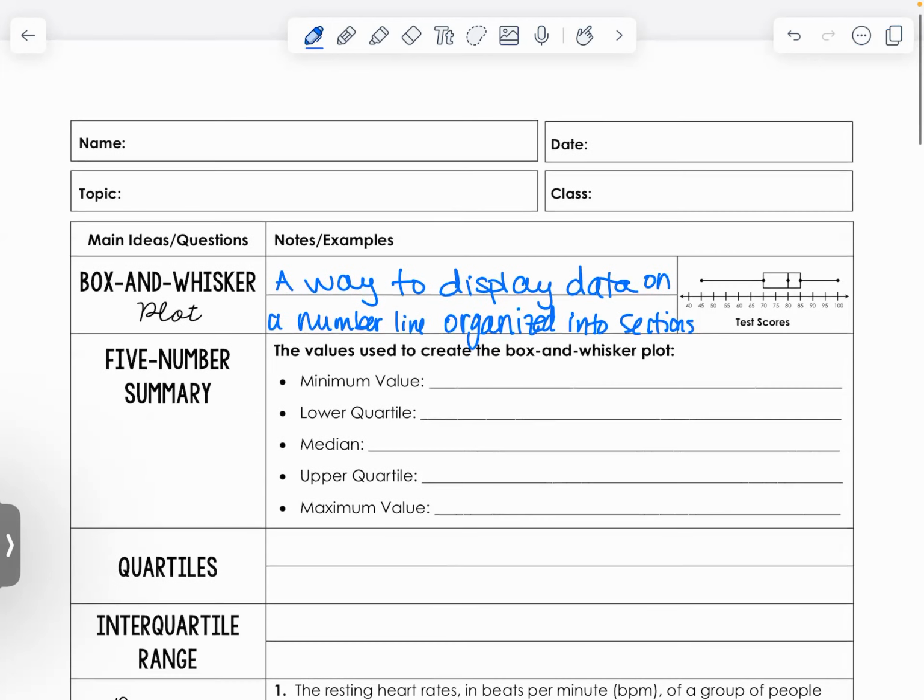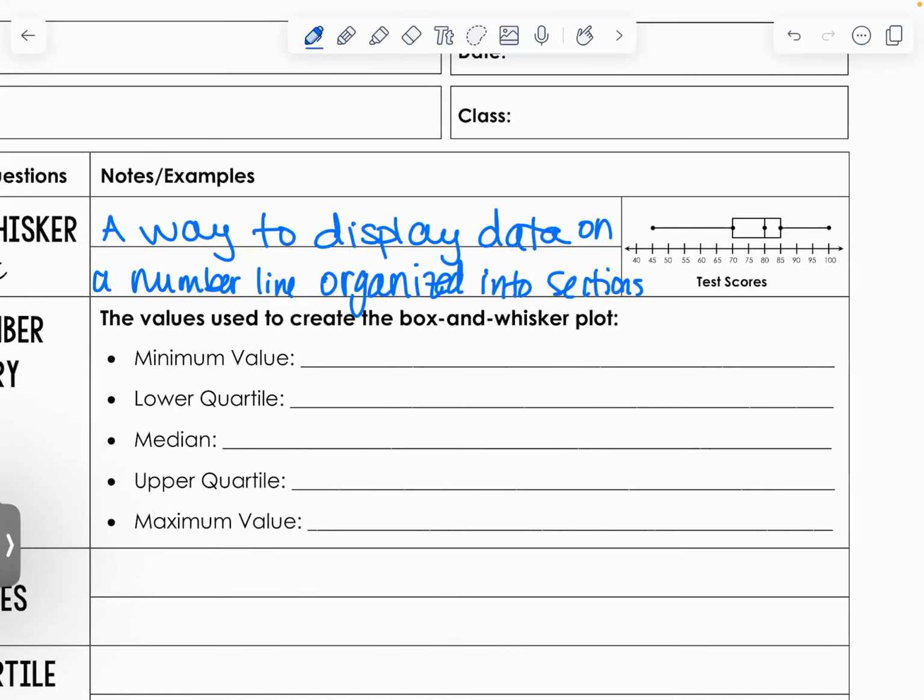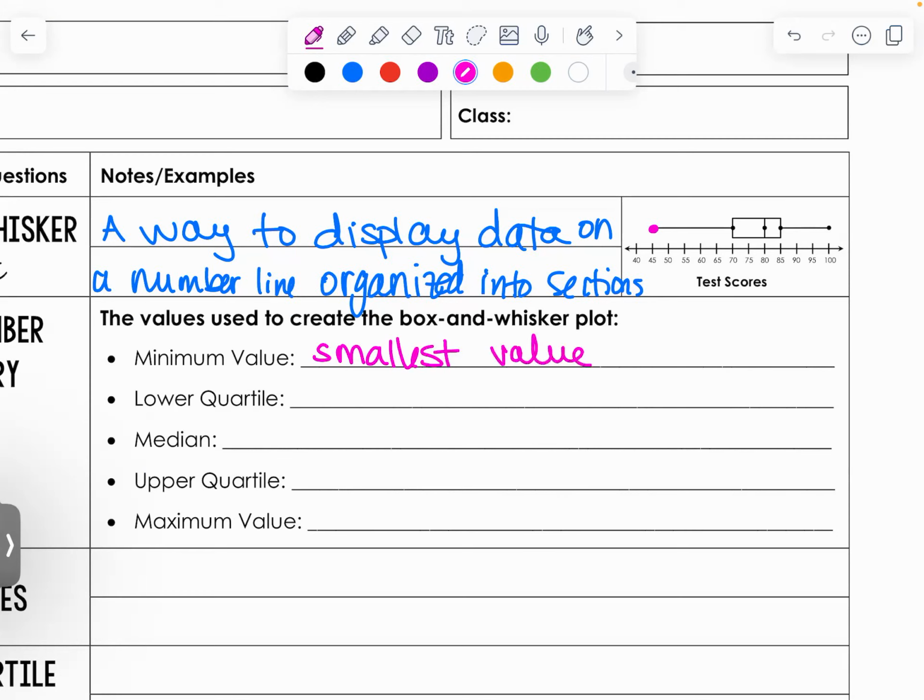So the first thing we look at is the minimum value. It's exactly what it sounds like. It's the smallest number. It's the end of the left whisker, a dot signifying the smallest value. Where do you think the maximum value is? On the other side, the very right end of the whisker.